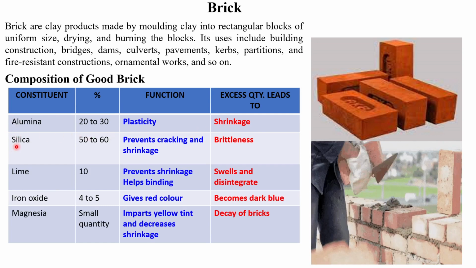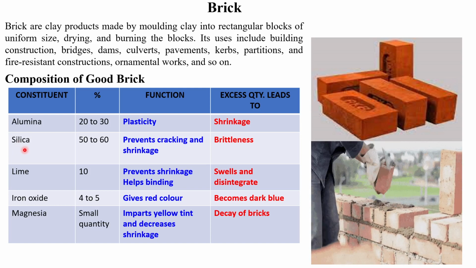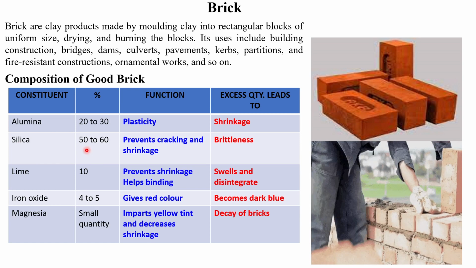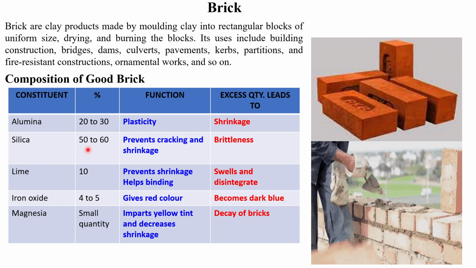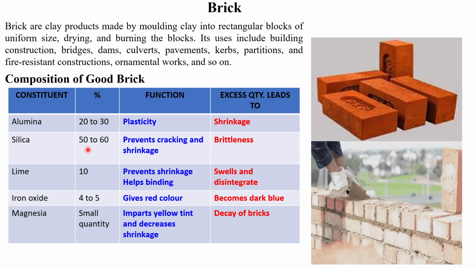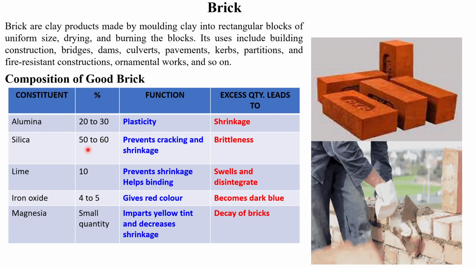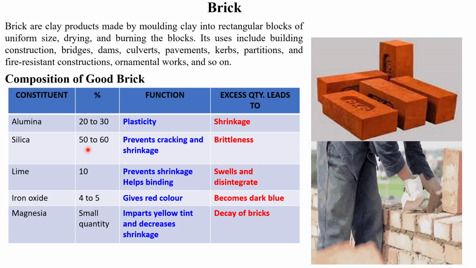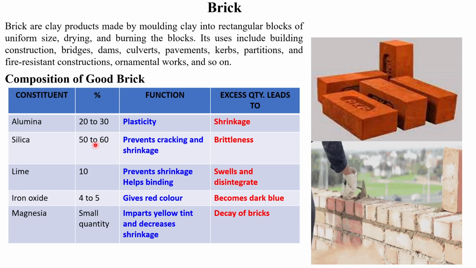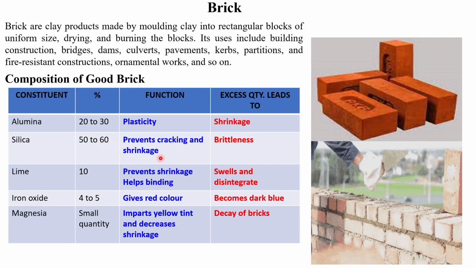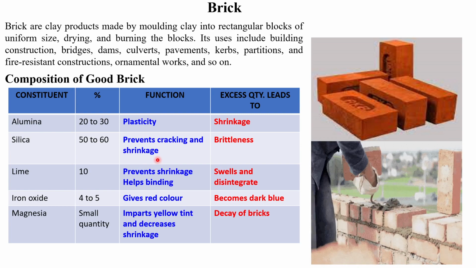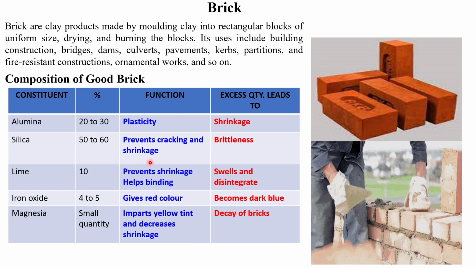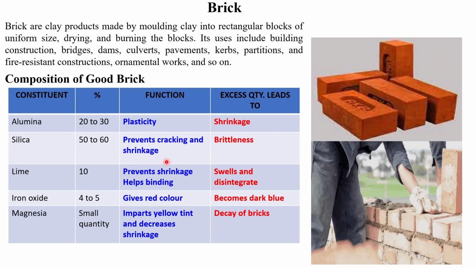Second thing is silica. It is mainly present in sand. The percentage of silica should vary from 50 to 60%. It is the main ingredient of brick. It prevents the cracking and shrinkage of the brick. If the quantity of silica or sand is more in brick, then the brick becomes brittle.